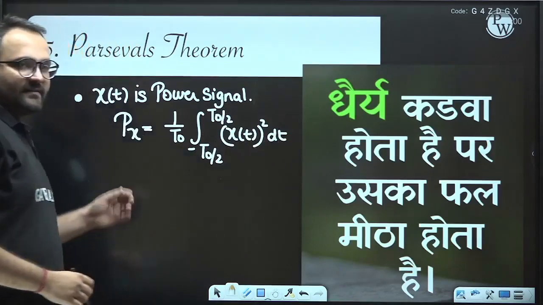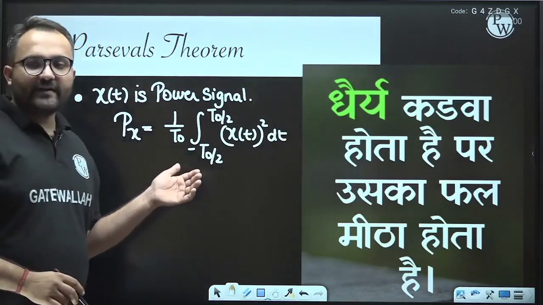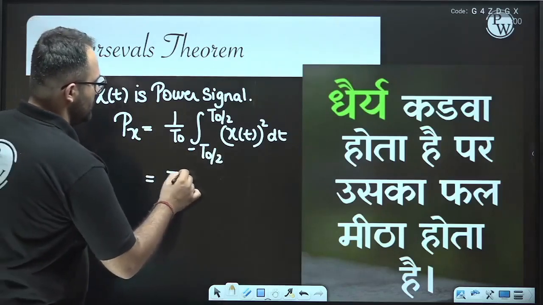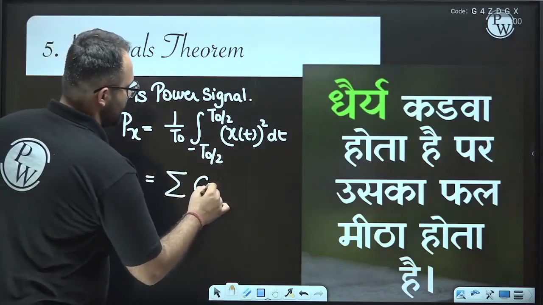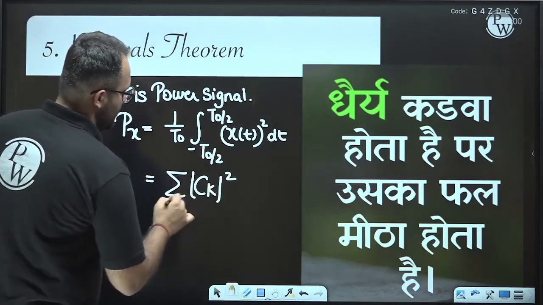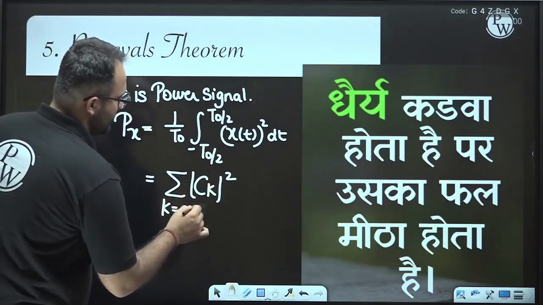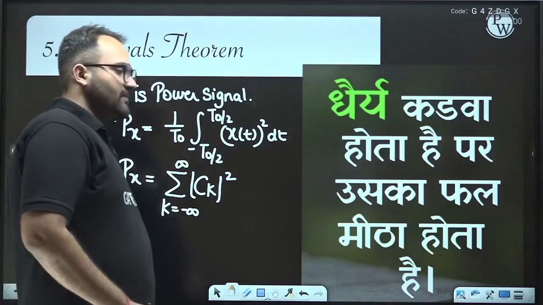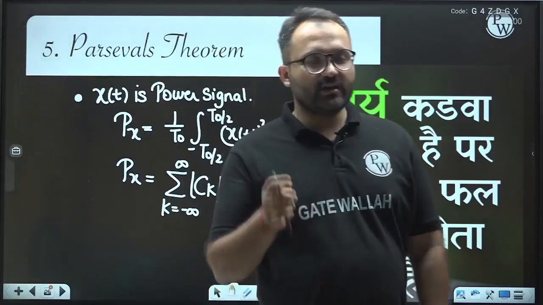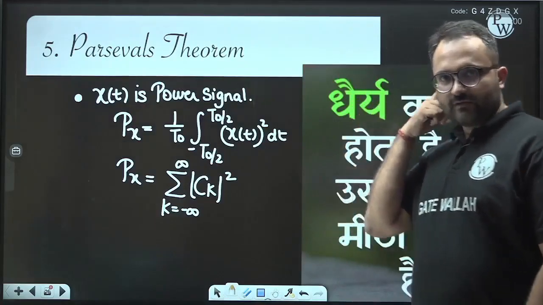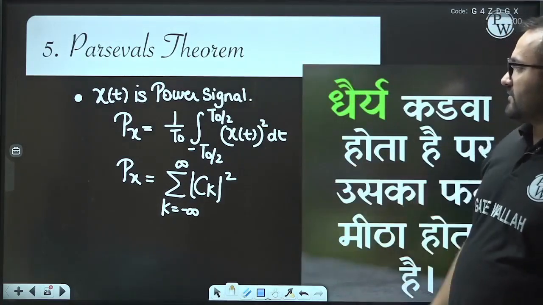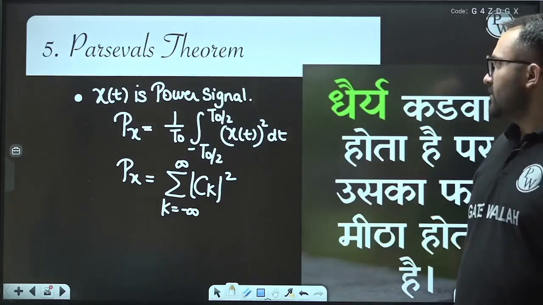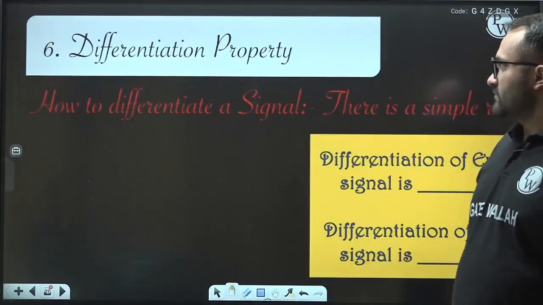Parseval says that if you want to find out the power of any signal, then the power is also equal to the summation of |c_k|² for k equal to minus infinity to infinity. This is your power P_x. So we are writing the power in terms of the Fourier series coefficients. So the power P_x is equal to the summation over k from minus infinity to infinity of the mod of c_k whole square. This is Parseval's theorem.